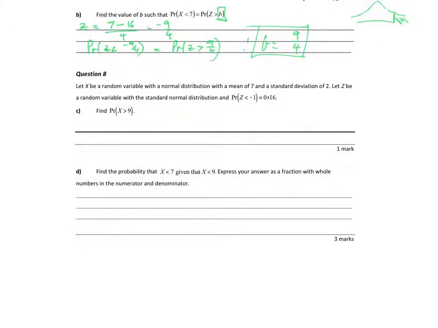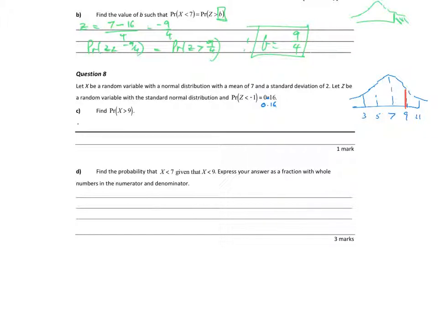Okay, straight away, I think that's 0.16. X is the random variable with mean 7, standard deviation of 2. 7, 9, 11, 5, 3. Z be a random variable with the standard normal distribution. Probability Z is less than negative 1 is 0.16. Find the probability that X is greater than 9. All right, so that's what we can see. Hopefully you can see straight away, 9 is there, which is 1 standard deviation above.